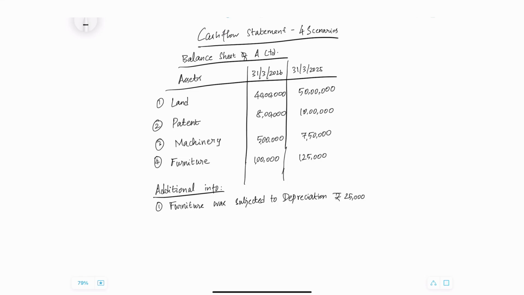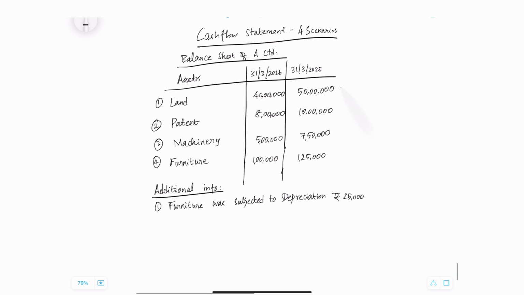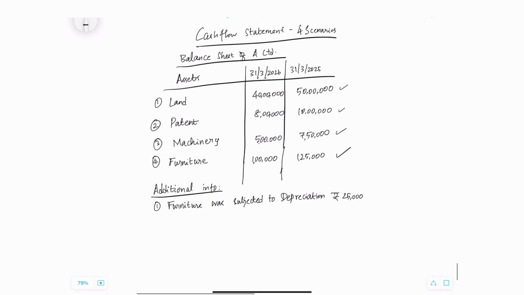In this video, we will be talking about the four scenarios of cash flow statement, how to account each and every scenario where the value of the asset is decreasing when compared to the previous year. If you look at these four scenarios, all the assets have higher value in the previous year, and when you compare it with the present year, the closing value of the asset at the end of every current year has decreased when compared to the opening value.